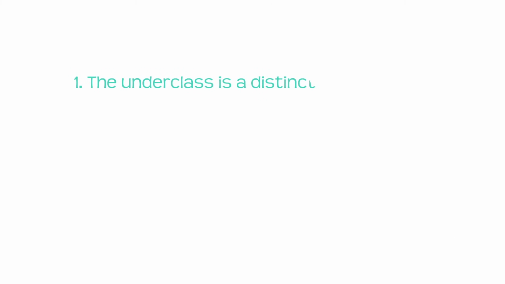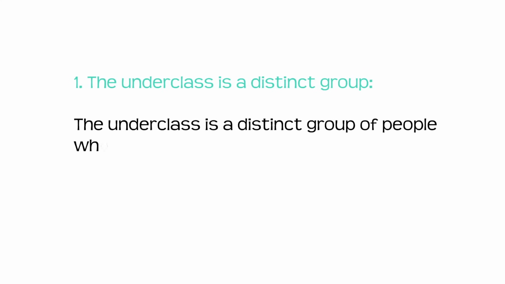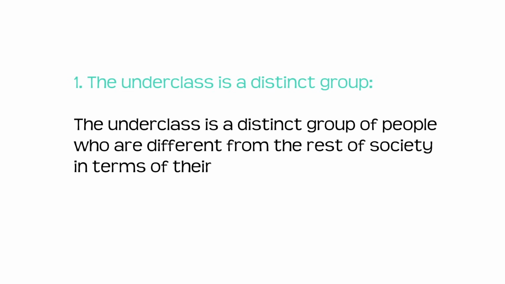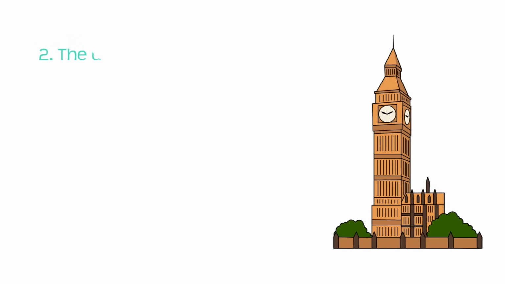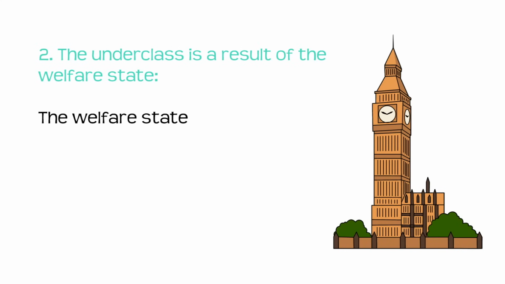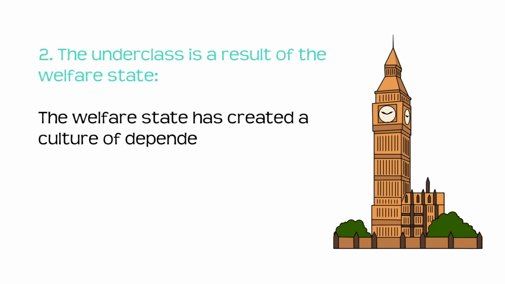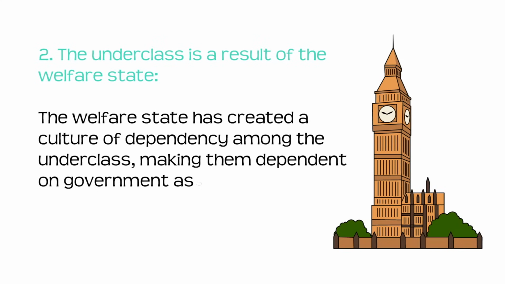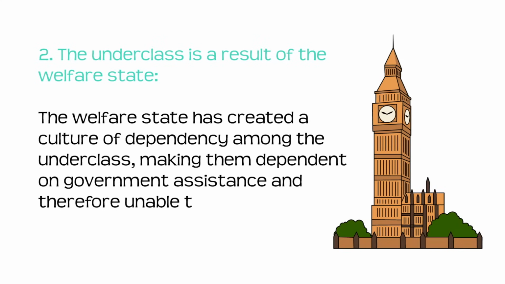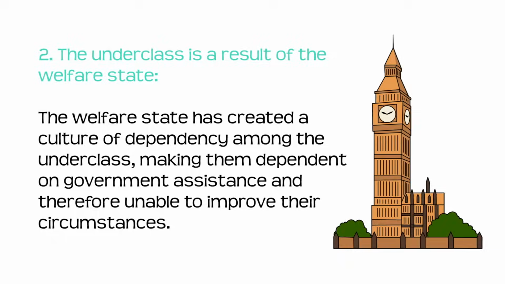Number 1. The underclass is a distinct group. The underclass is a distinct group of people who are different from the rest of society in terms of their values, behaviours, and social norms. Number 2. The underclass is a result of the welfare state. The welfare state has created a culture of dependency among the underclass, making them more dependent on government assistance and therefore unable to improve their circumstances.